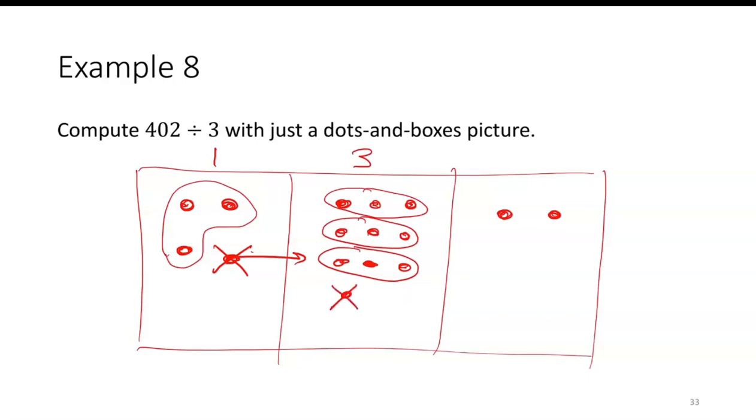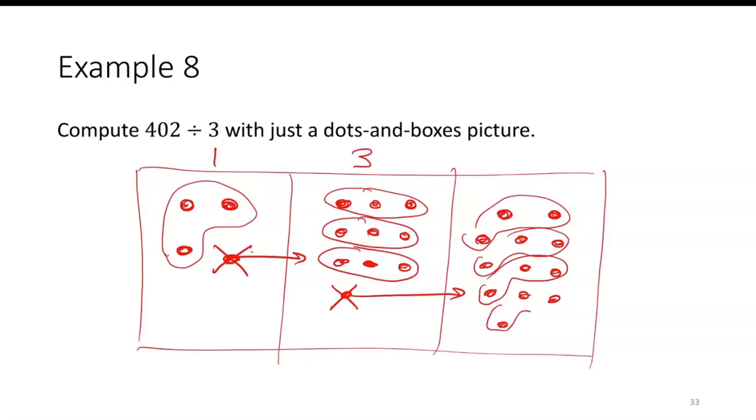So I'm going to unexplode that one, kaboom, and I go 10 dots in the ones place. And now there's a group of 3, there's another group of 3, there's another group of 3, and there's a 4th group of 3. I can form 4 groups and no remainder. So 402 divided by 3 is equal to 134 with no remainder.